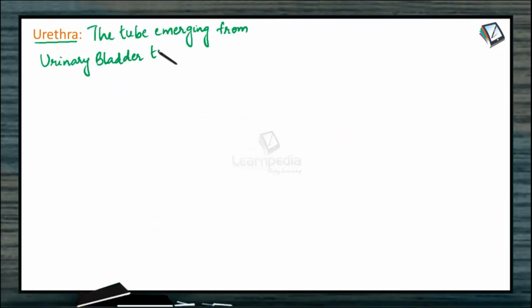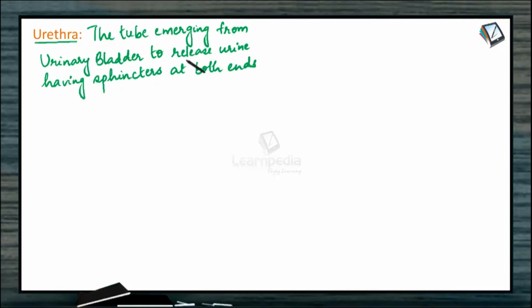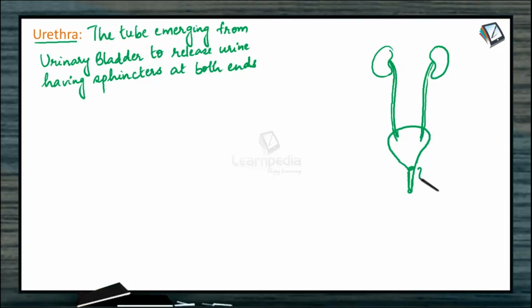Urethra. The tube emerging from the urinary bladder to release urine, having sphincters at both ends, is known as the urethra. So we have already seen that from the kidneys, the ureters enter into the bladder. These are the ureters opening into the bladder. This part is the urethra. This urethra has two sphincters at both ends: one is the internal sphincter and the other is the external sphincter.